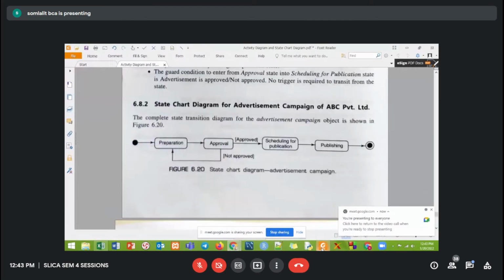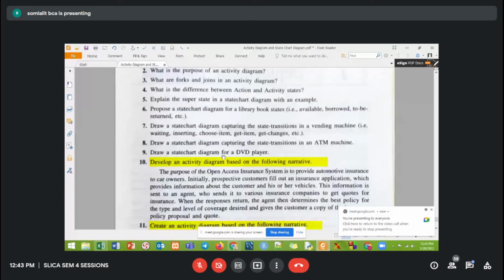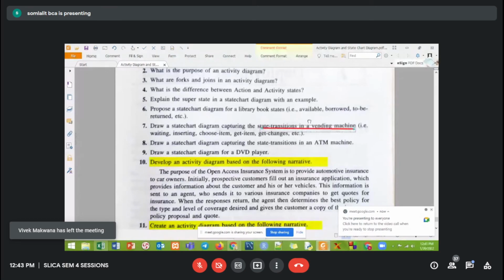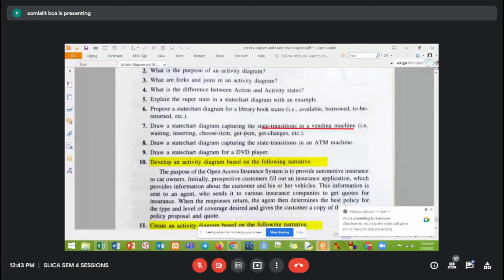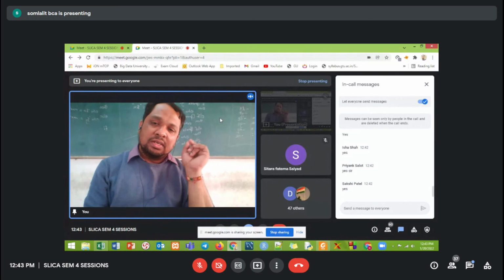You can do one thing. You can go ahead with topics like drawing the state chart diagram for an ATM machine, drawing the state chart diagram for a DVD player. There is no need to make it for a DVD player. It's better to go ahead with drawing the state chart diagram for a vending machine. Waiting, inserting the item, choosing the item, getting change and so on. Many times we have vending machines for certain products. You select the product, insert the amount, and the product will come out.